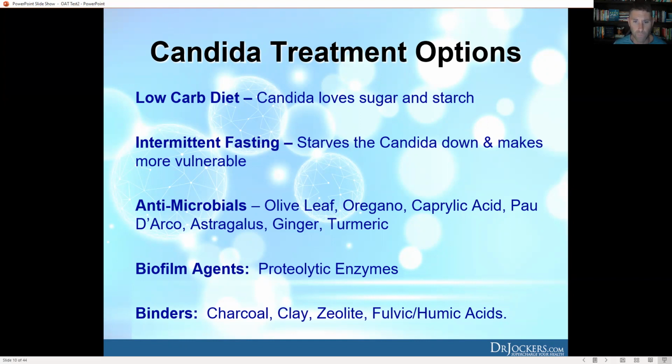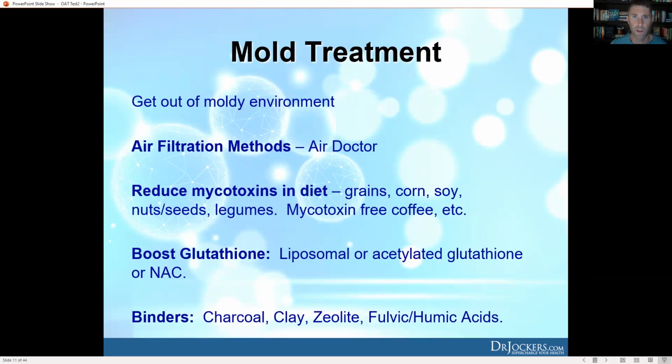And then for breaking down biofilms, oftentimes we'll use different types of proteolytic enzymes, which are protein metabolizing enzymes. Candida and other microbes can create basically an outer protein shell to protect themselves in a harsh environment. So when these antimicrobials start coming in, they want to protect themselves and hunker down, so they form this protein shield. The proteolytic enzymes can help metabolize that, make them more vulnerable. And then you can use binders to help grab them and grab particularly their endotoxins, their waste products that they're releasing. So charcoal works great, clay, zeolite, fulvic and humic acids. A practitioner can really put together a protocol, but these are different compounds that can be very helpful.